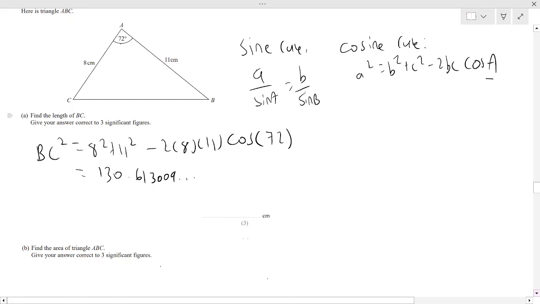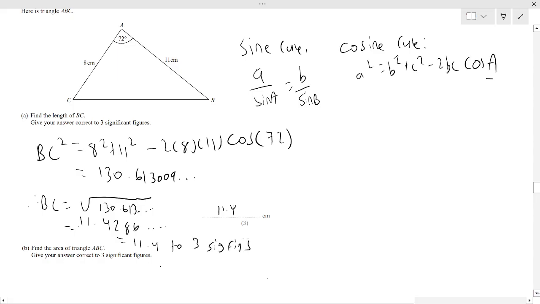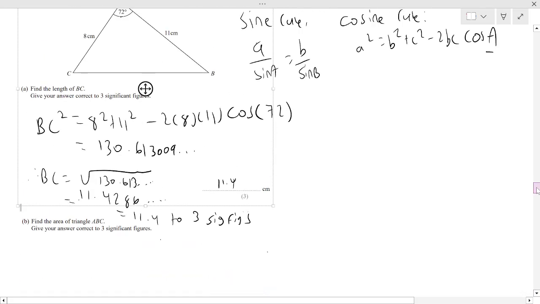130.613009. That's BC squared, so therefore BC is going to be the square root of 130.613. And then you square root your answer, you get 11.4286, which to three significant figures is 11.4. Because obviously the third non-zero digit is 4, and because 2 is less than 5, it will remain 11.4. Cool.